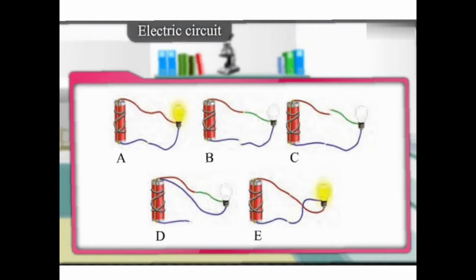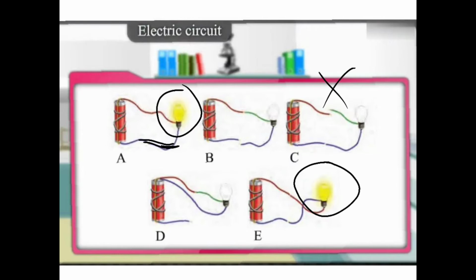Now let us see this particular circuit. Again observe properly. Here they have said the bulb is glowing. Here the bulb is glowing, but in B, C and D the bulb is not glowing. You have to identify the reason behind it. In the first, the positive and negative terminals are properly attached with the wire. So the bulb is glowing.